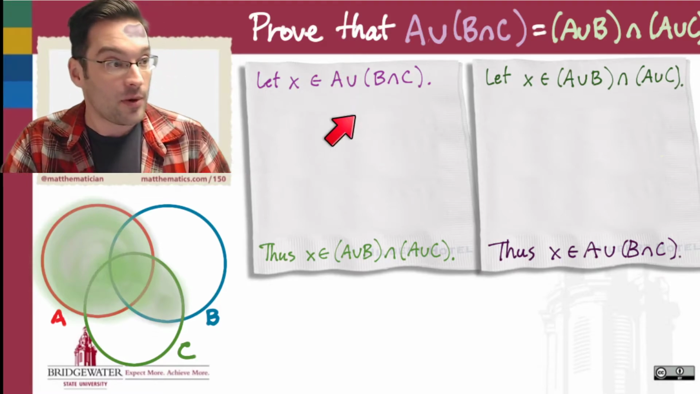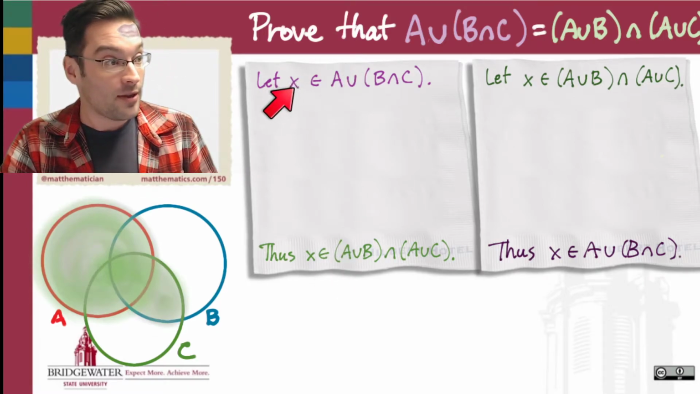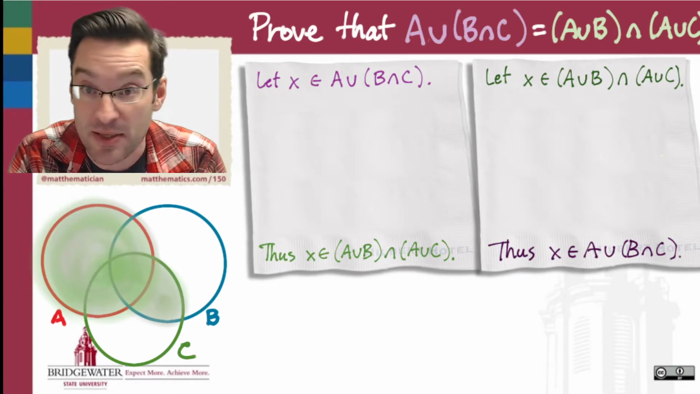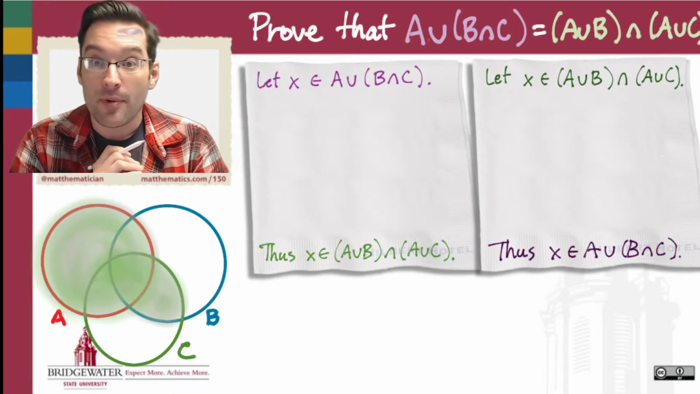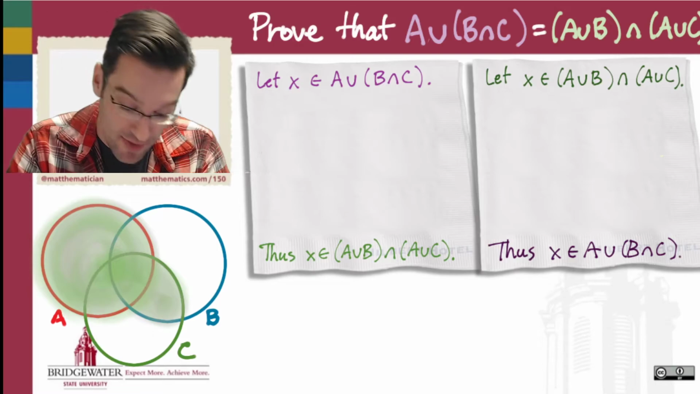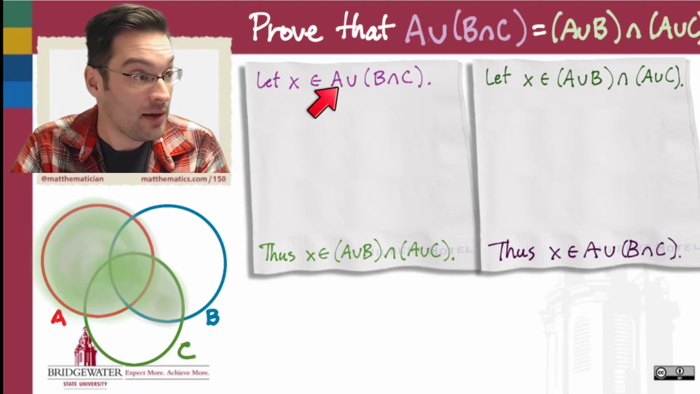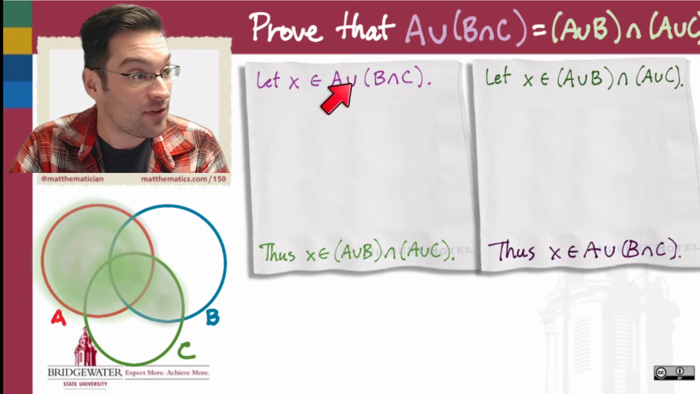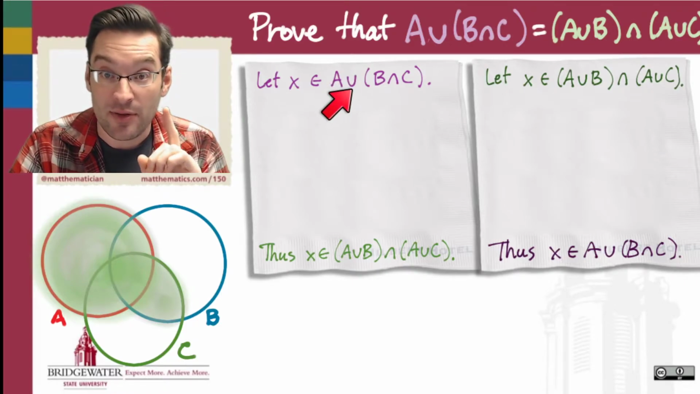So let's start with the one that's over here on the left. We start with, let's let x be an element of this nasty set, right? The union of A with the intersection of B and C. Probably what we want to do is take apart all of the logical content that's involved in the set operations, right? And working from the outside in, I would say that the first set operation we might focus on is the operation of union.